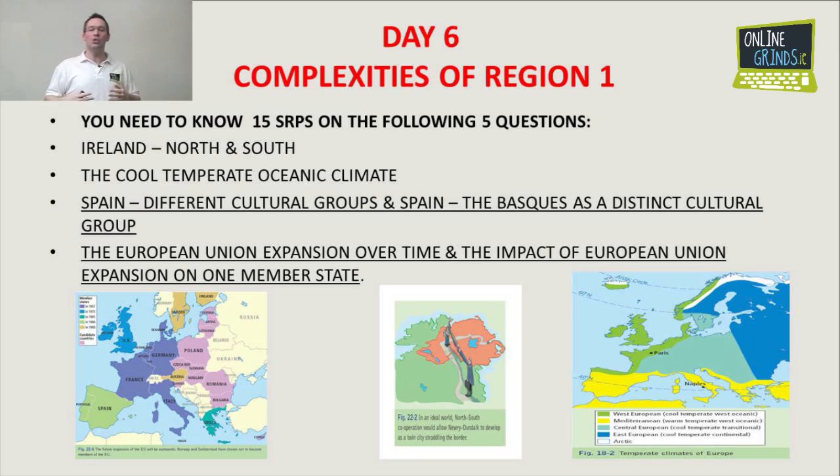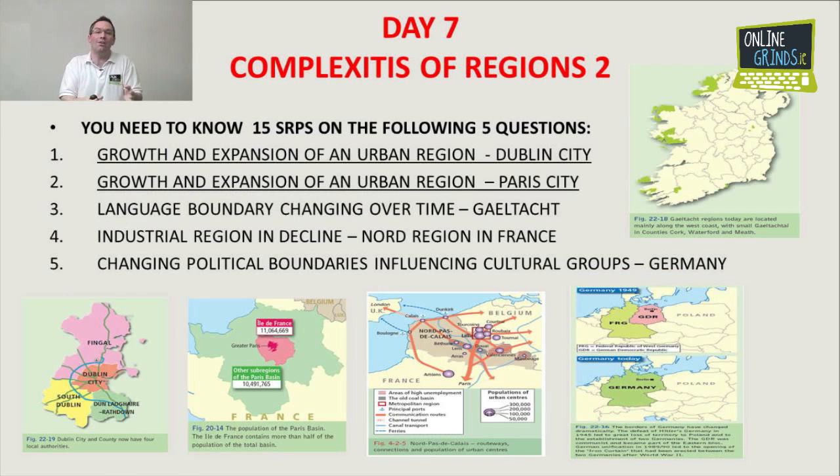The next thing then to look at is the European Union, and we're looking at 2 things in the European Union. Number 1 is the European Union expansion over time, in other words more countries joining time and time again, and what happened there. And then one of the very popular ones that's asked in the Leaving Cert is the one about the impact of the expansion of the European Union on one member state, and in this case we're looking at its impact on Ireland. On day 7 then are the 7th archive grind to look at the complexities of regions part 2.